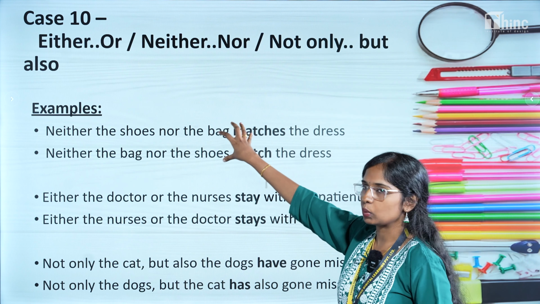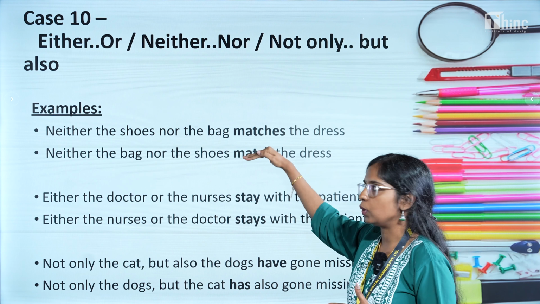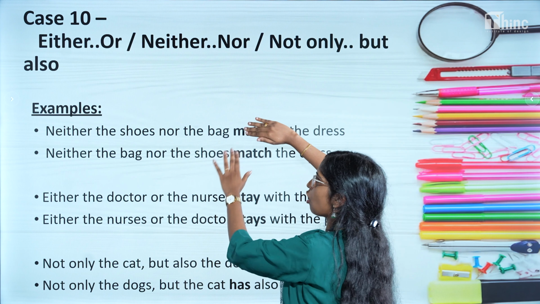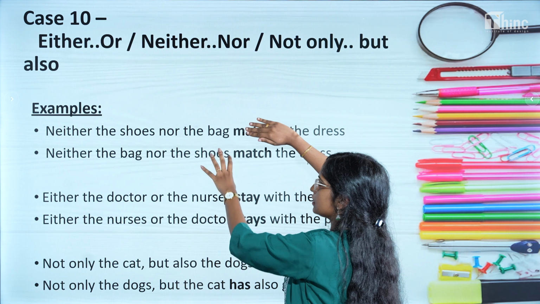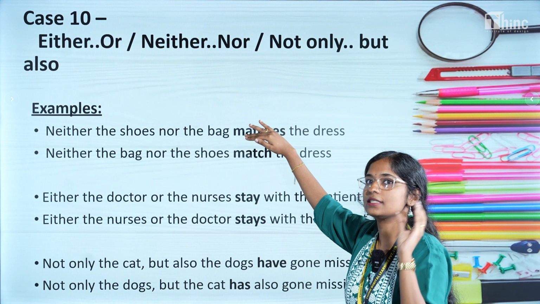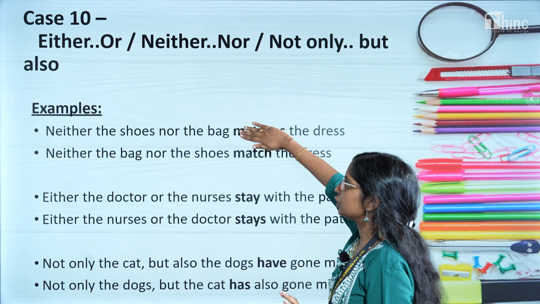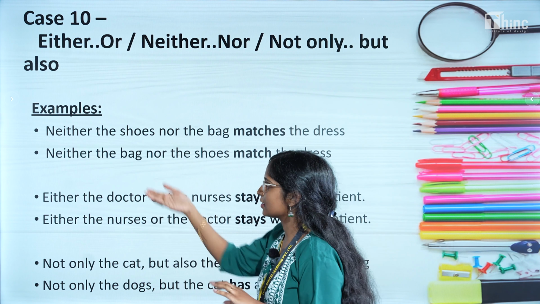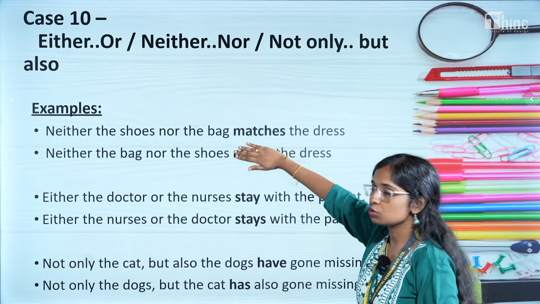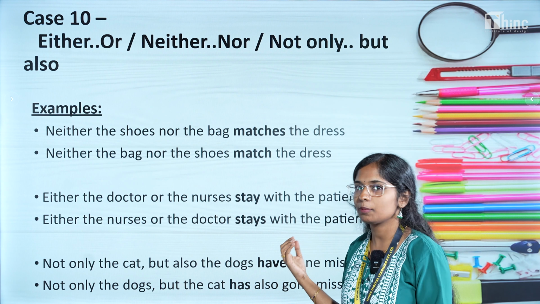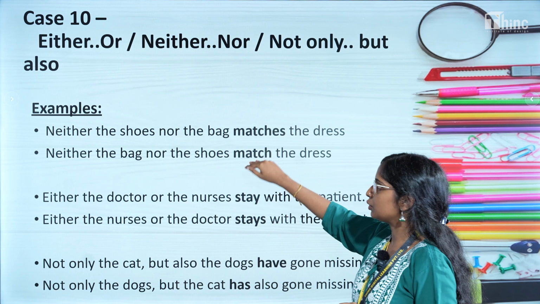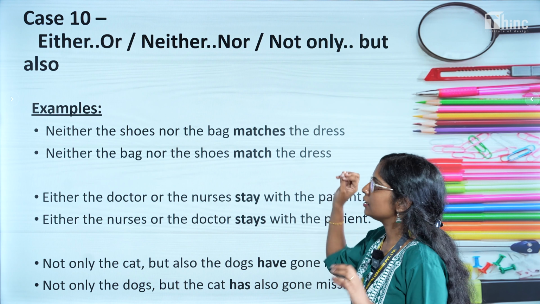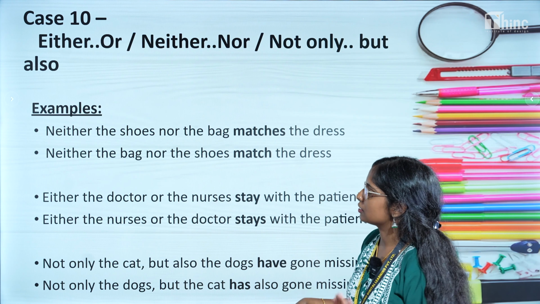We are looking at the word which is near to the verb. Imagine that there is a dash here. Neither the shoes nor the bag. Bag. Is it singular or plural? It is singular. Bag. Therefore, we use a singular verb. But when we look at the next sentence, neither the bag nor the shoes. Shoes, singular or plural? Plural. Therefore, we use the plural form of the verb. Match.